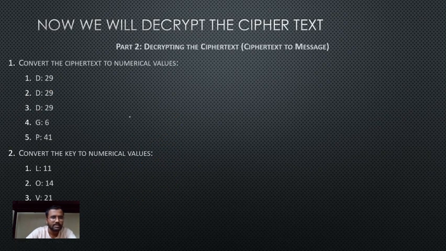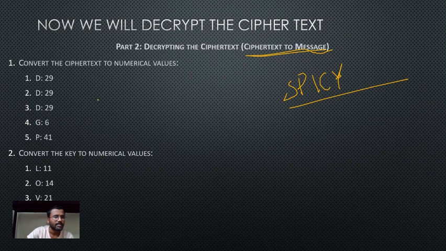This is the encryption, and now we will see how the decryption works. We are going to decrypt the ciphertext, converting that ciphertext back to the message that we have considered, SPICY. We have to get the converted ciphertext message as SPICY. So let us check how we convert the ciphertext to numerical values. We got the ciphertext as DDDGY.